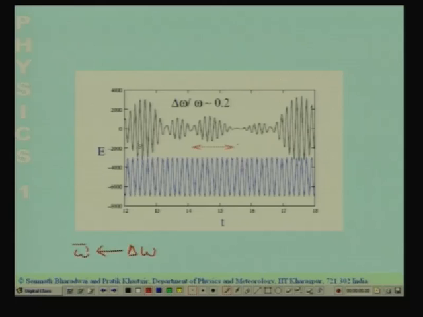So, we have superposed 2000 different frequency components in the frequency range delta omega, centered around the same value used for this curve, such that delta omega by omega bar is 0.2. So, the spread in frequencies is 20% of the central frequency around which the values are spread. So, we have superposed 2000 different frequency components and plotted the resultant.